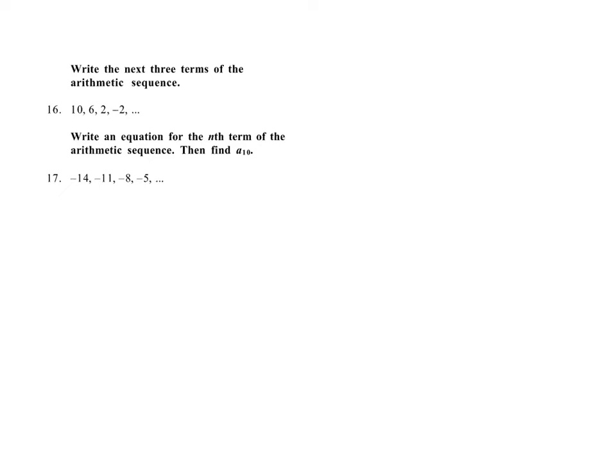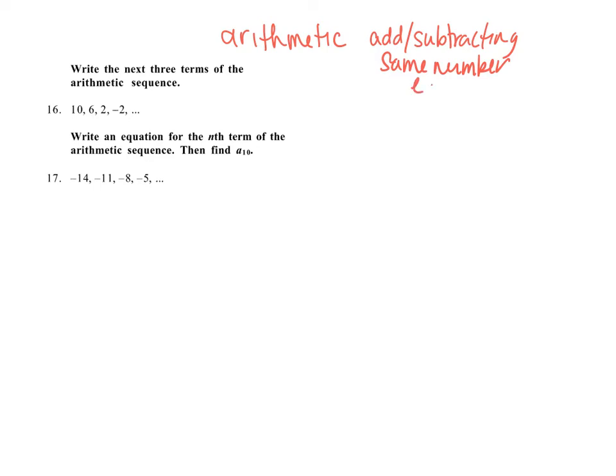Next thing we looked at was the next three terms of an arithmetic sequence. An arithmetic sequence means we're adding or subtracting the same number each time. So here, that is called the common difference. We are subtracting 4. Subtract 4, subtract 4. So your common difference is negative 4.